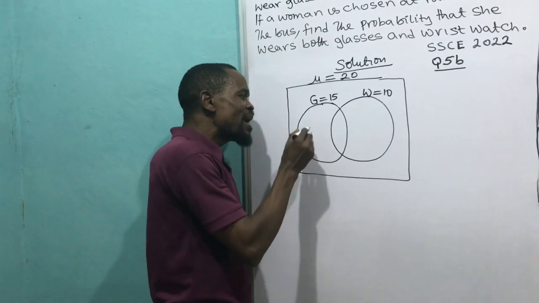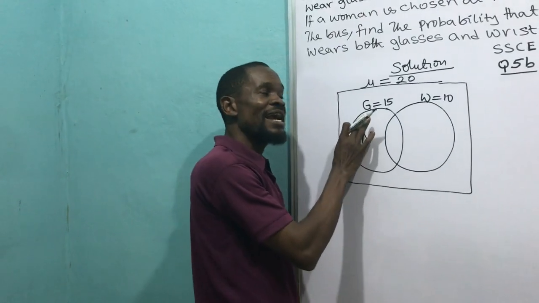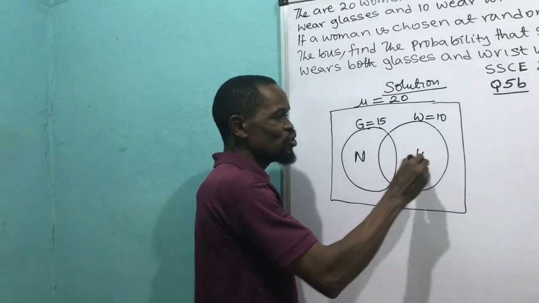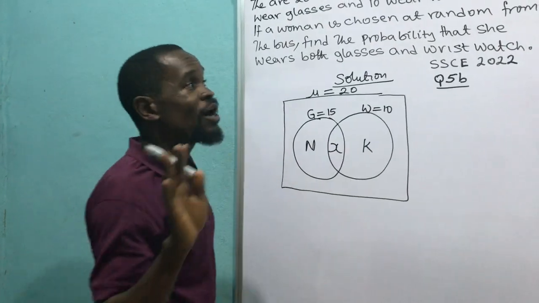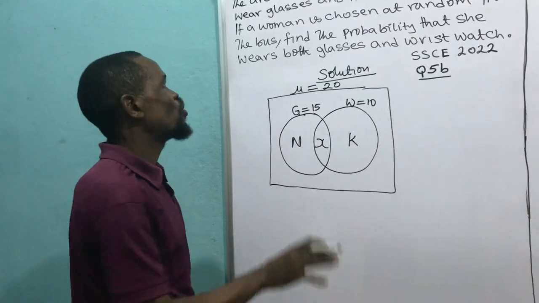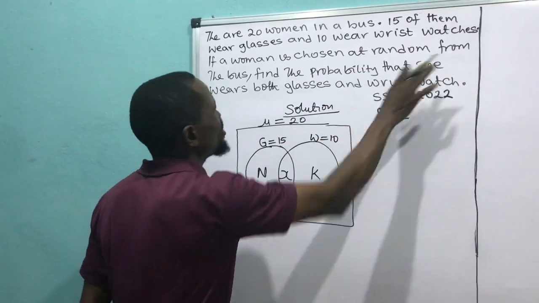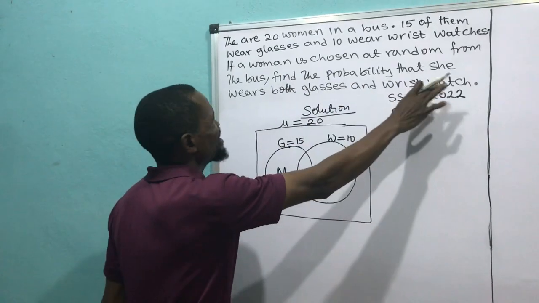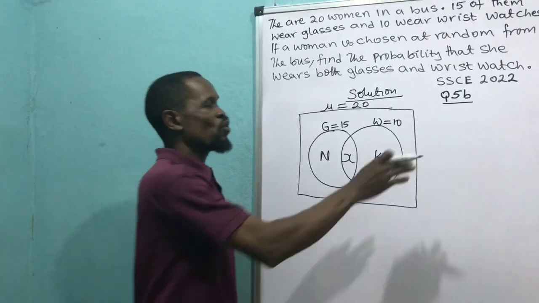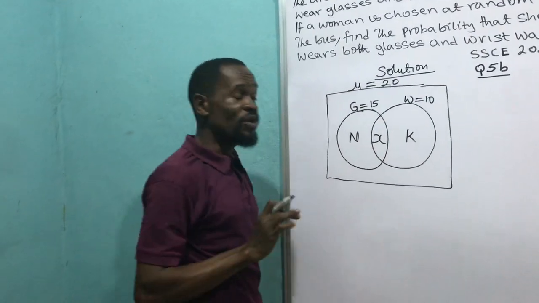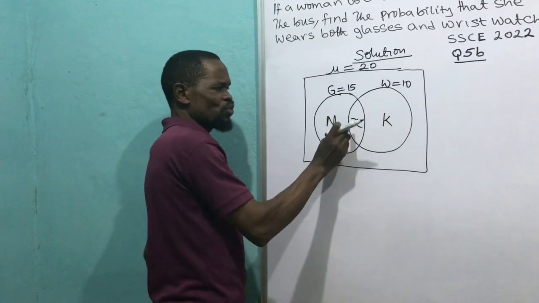Then here we can use N to represent those that wear only the eyeglass, and I can use K to represent those that wear only the wristwatch, and X for those that wear both the eyeglass and wristwatch. Then here, the question said, if a woman is chosen at random from the box, find the probability that she wears both the eyeglass and wristwatch. That means X. What they ask us here now is X.